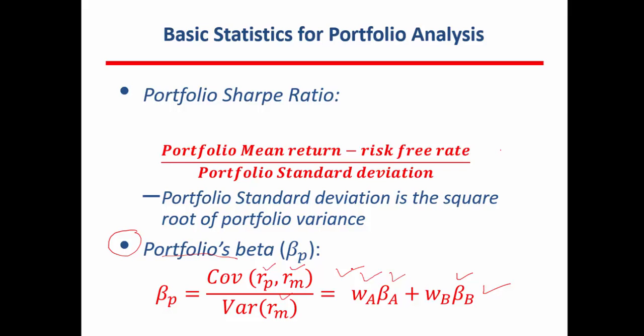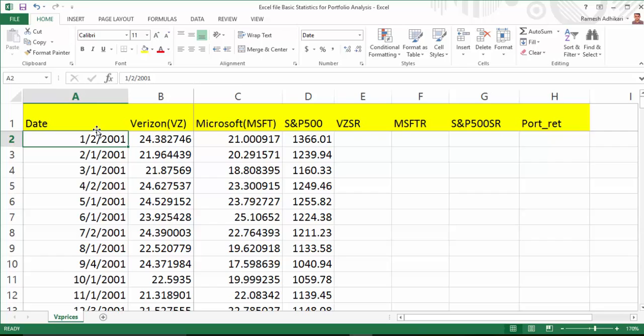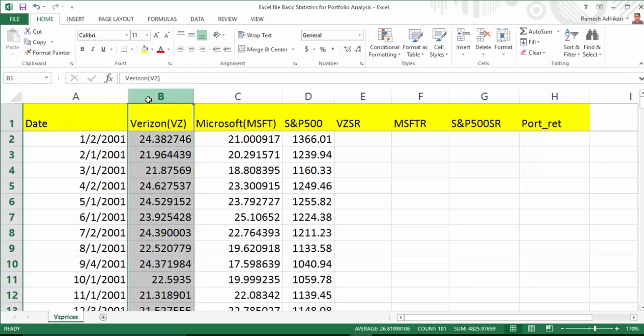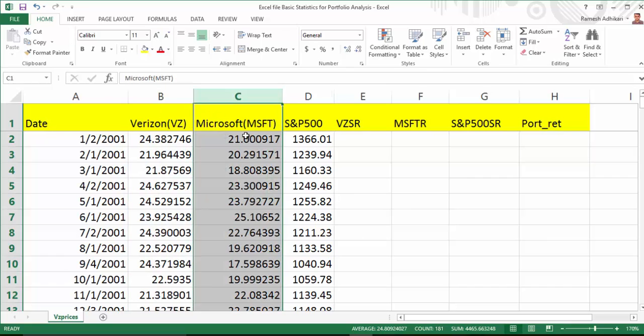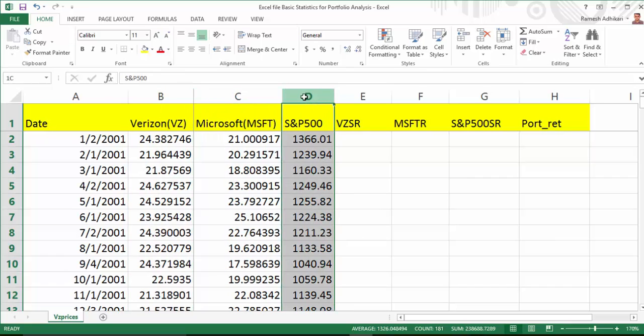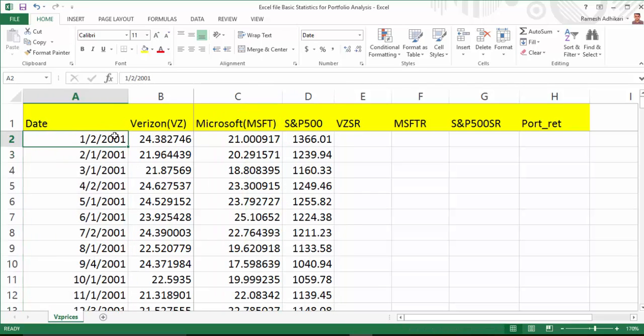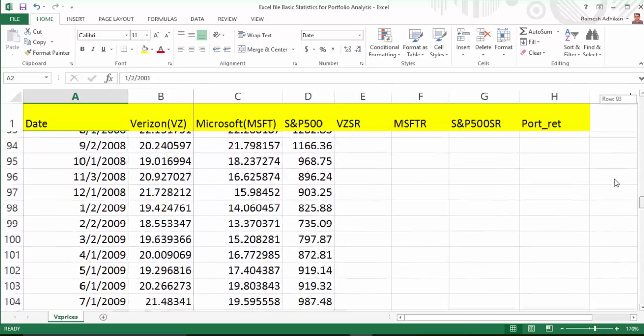Now I want to show how to calculate these statistics in Excel. I have an Excel file. In this Excel file, in the first column I have dates. In the second column I have prices for Verizon. In the third column I have prices for Microsoft. In the fourth column I have S&P 500 index value, and the starting date is January 2001 and it goes all the way to December 2015.